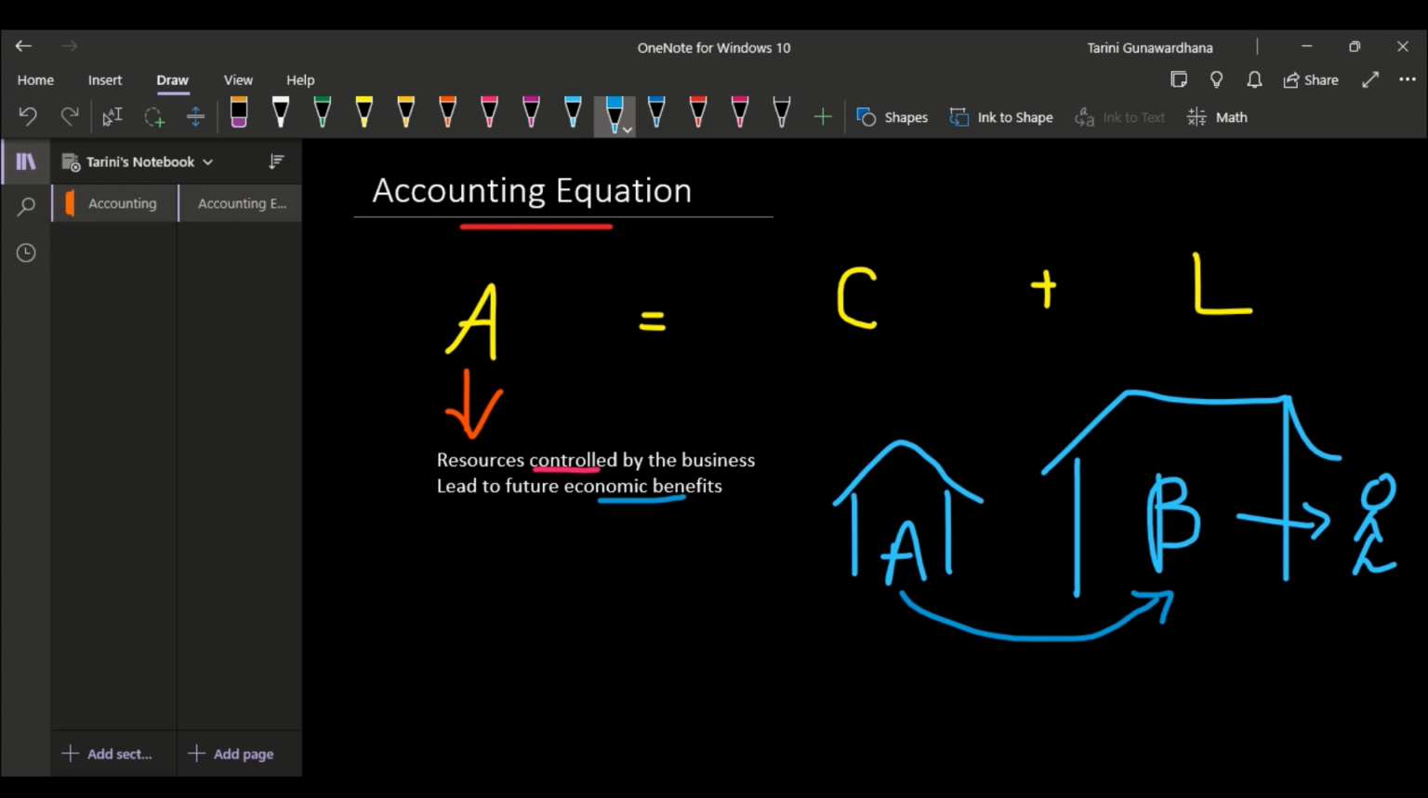Another example for assets would be inventory or stocks. In this example, it will be the chocolates that I produce, business A. So the chocolates I produce, those are my stocks, right? So those are resources that are under my control, and that satisfies this part of the equation. Let's go to the next part. Now those stocks, the inventory, the chocolates, I can sell and earn money. Having the stocks and selling them in the future will lead to future economic benefits. So that satisfies the next part.